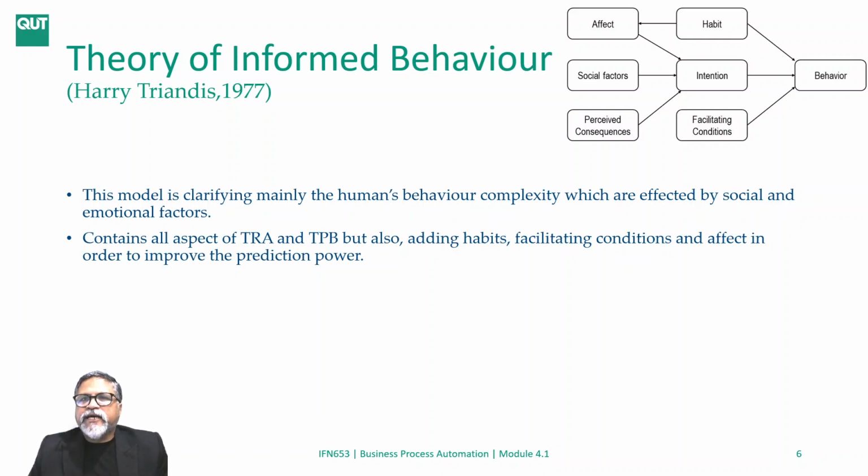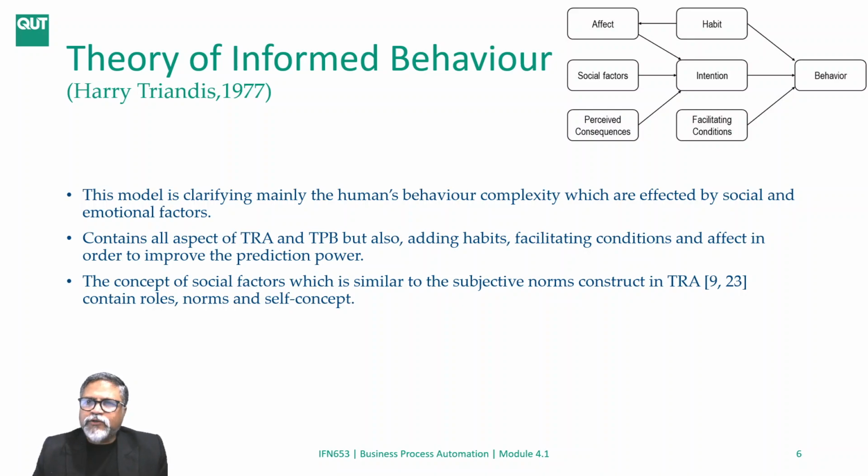So if you look at the model here, we have the affect, the social factors remain, and perceived consequences on my productivity or performance will lead to intention, and habit will have an impact on affect of the technology, and also have an impact on behavior. So for example, habits play a major role in technology adoption. Facilitating conditions are the support, the monetary incentives, etc. Right.